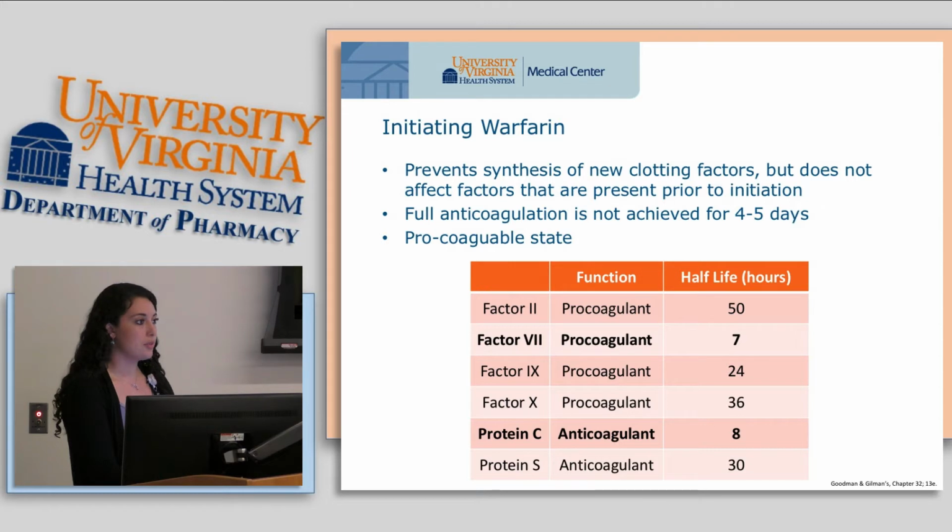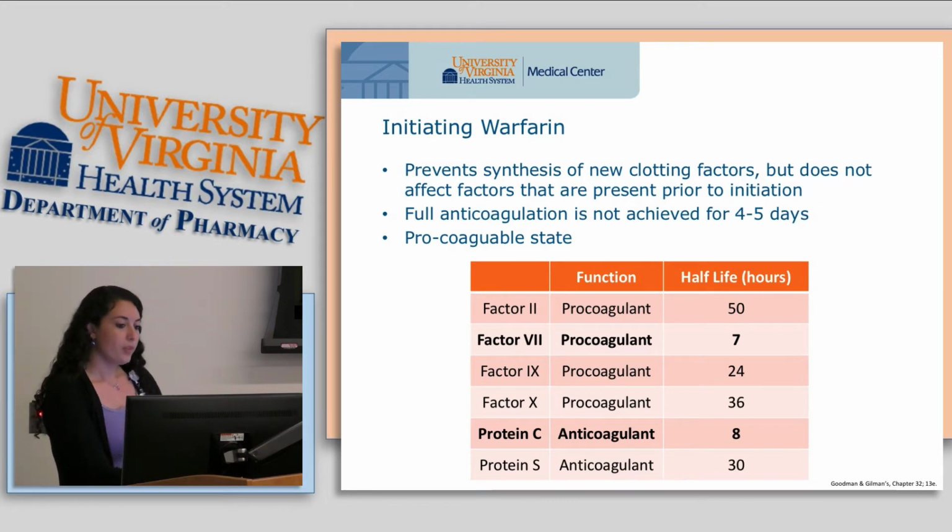So factor 2 is the one that really has the most effect on clotting, and that has a half-life of 50 hours. And so in a lot of patients, it's even longer. And so that shows you kind of why it takes so long to really start working. And then the bottom two, protein C and S, specifically C, you can see the half-life's only 8 hours.